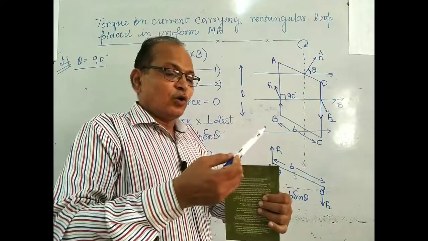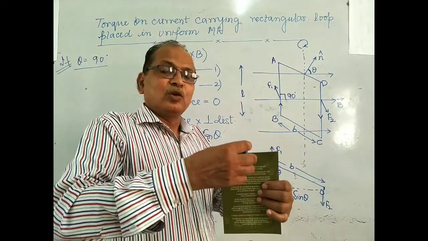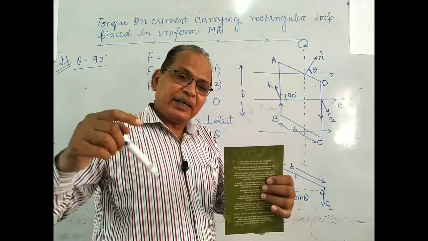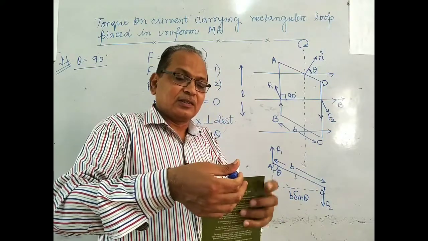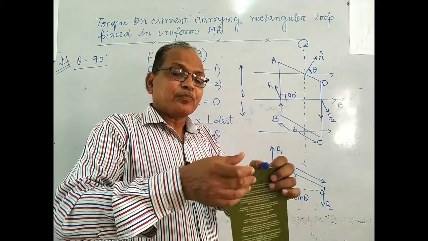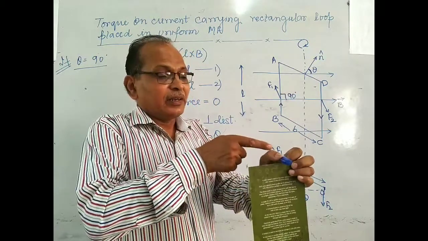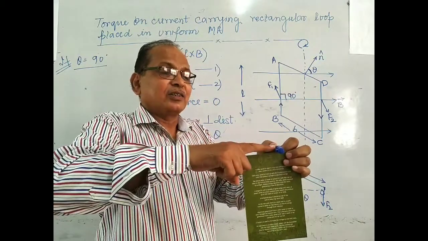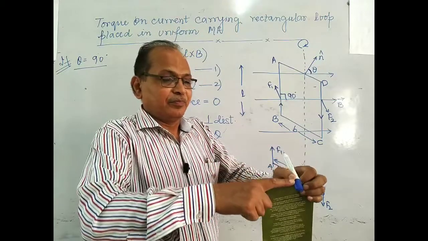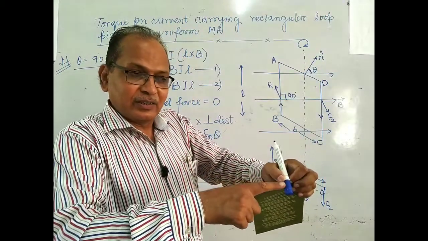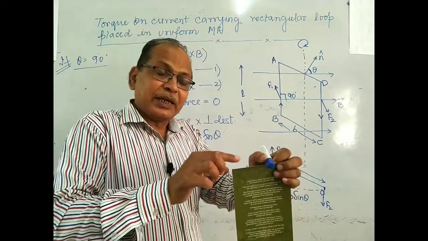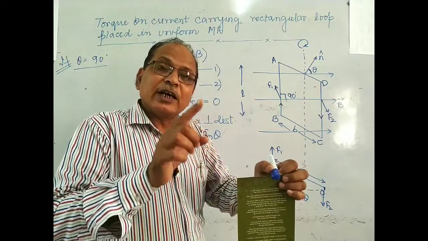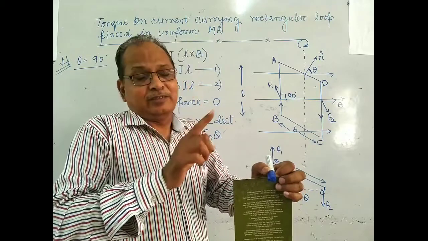This is the normal of the plane. Magnetic lines are moving like this. Normal of the plane is this. So, normal of this plane and the magnetic lines, see, these are the magnetic lines. This is the normal of the plane. That is, plane is along the direction of magnetic field.